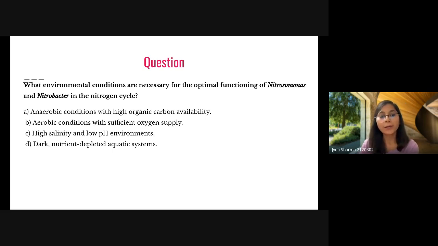Because as I told you, nitrosomonas and nitrobacter will change ammonia to nitrate. So ammonia is NH3. We do not have oxygen molecule here, and these nitrosomonas and nitrobacter will change this NH3 to NO2 and NO3. So now oxygen has been added. So it means the condition should be aerobic, right? So if there is an aerobic condition and if we do have sufficient oxygen supply, then only these nitrosomonas and nitrobacteria will work. So that's why B is the right answer.